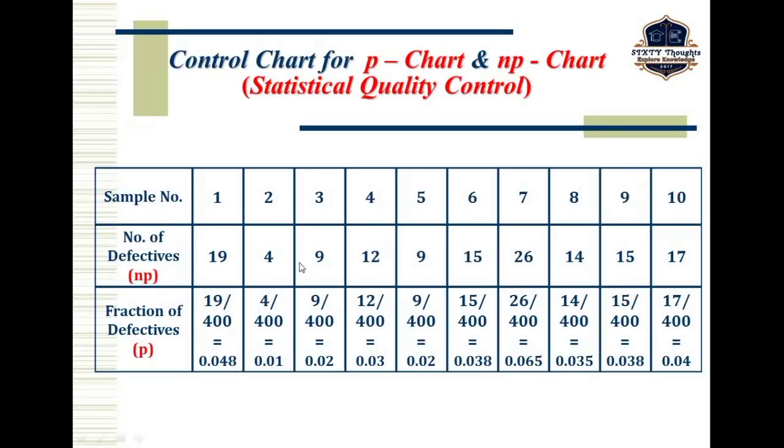Similarly, I am going to find 4 by 400, you get 0.01 something. Likewise we get the remaining values. Listen very carefully. The number of defectives, you get all values as whole numbers. Coming to the fraction of defective, obviously you get fractional numbers, that means decimal values. So how to find the fraction of defective value? You just divide by the total number of samples. This is one of the ways.